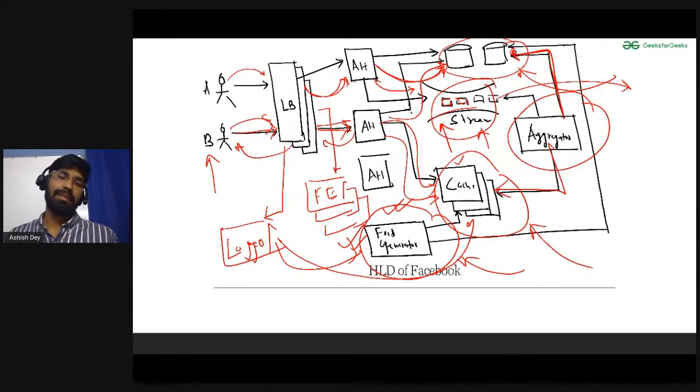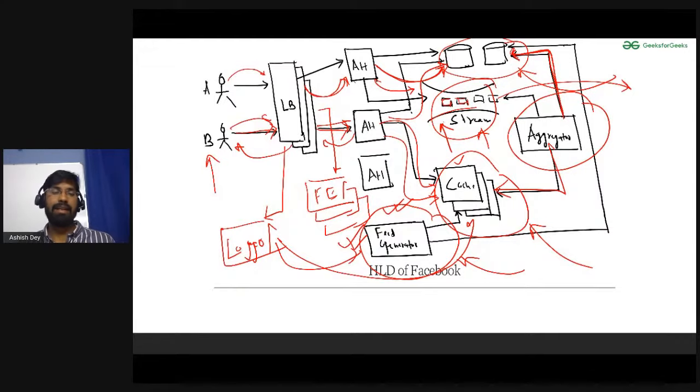And there is a feed generation service. We are not discussing it in detail, but what it does is pre-generate, or pre-calculate, the feeds for you and store the data in the cache, so that any user who comes in will directly fetch the data from the cache rather than doing the calculation at runtime.